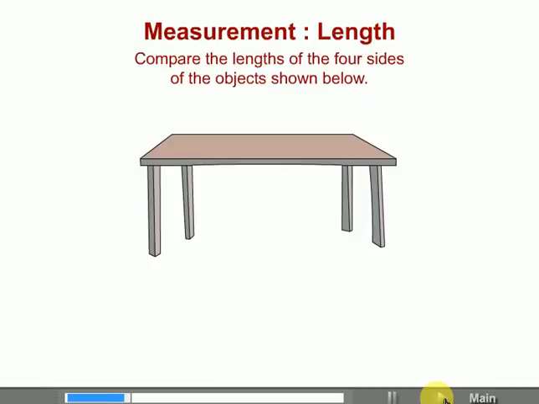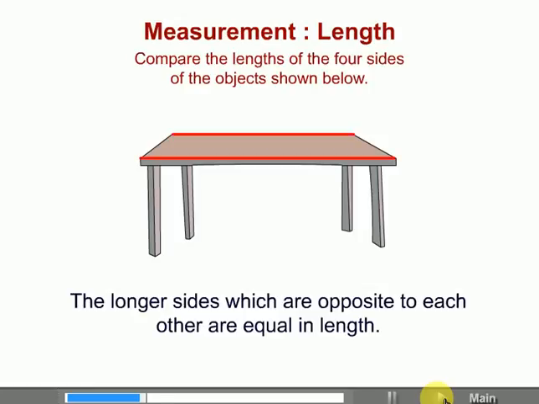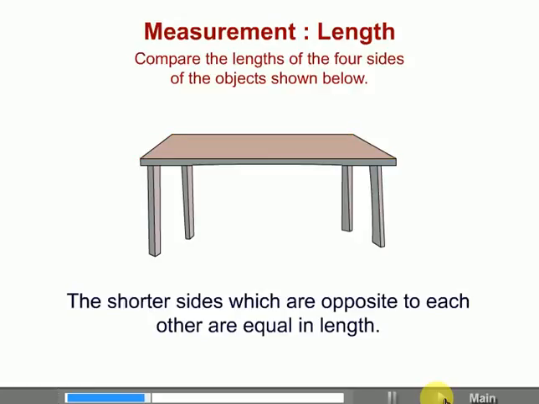Firstly, you can see a table. When you observe the table carefully, you can see that it has two long sides and two short sides. Therefore, there are four edges in total. You can also see that the longer sides, which are opposite to each other, are equal in length, and the shorter sides, which are also opposite to each other, are equal in length.